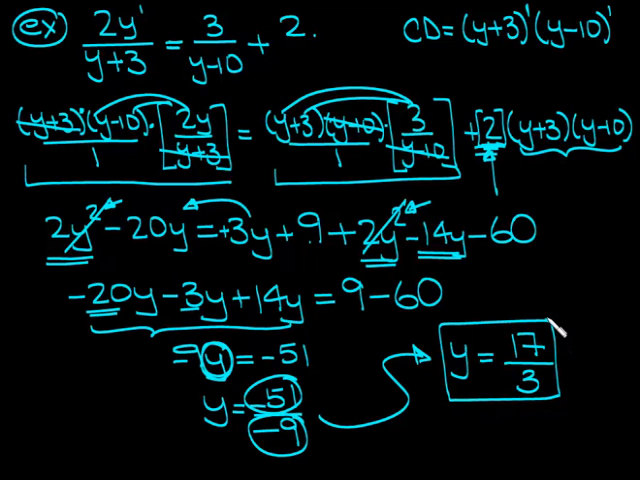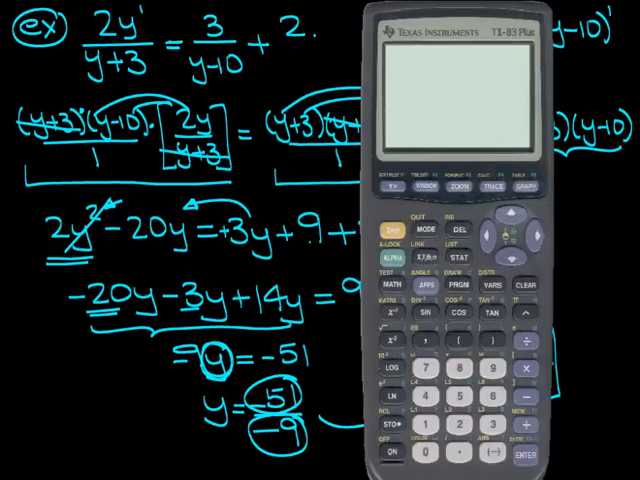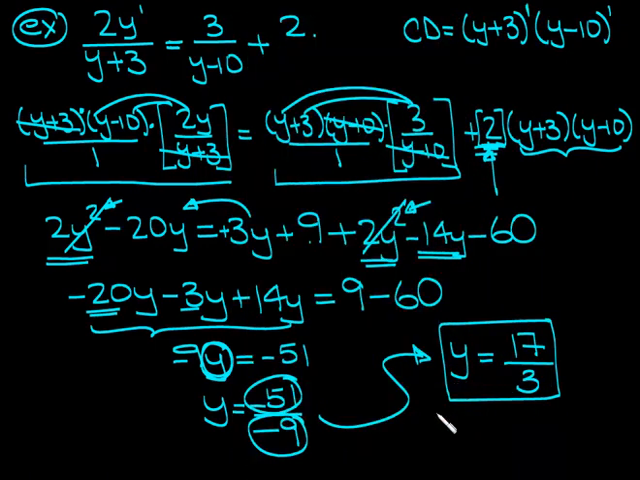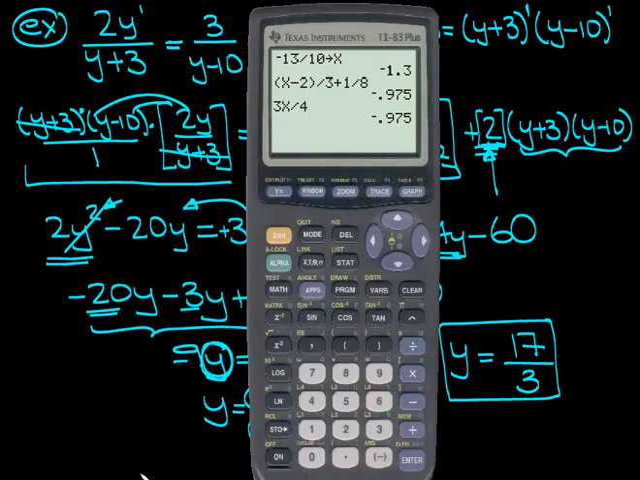Okay. And this is one last time I'm going to show you how to check it. So let's go ahead and check it. So I'm going to store this answer into y. Instead of y, I'm going to just store it into x just for convenience. So I get 17 divided by 3 store x.